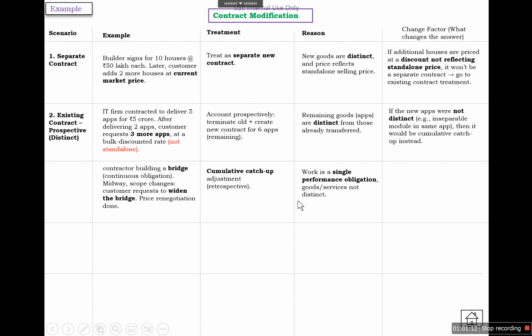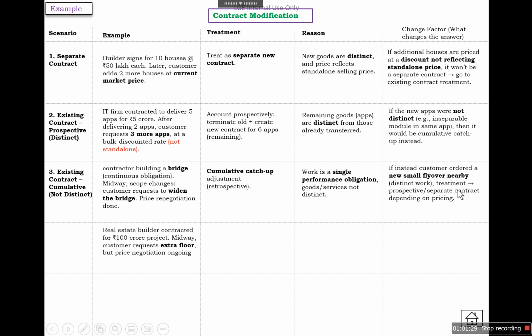So let's check the answer. In this case, yes, it is a single performance obligation and we need to do a cumulative catch-up retrospective transaction. So what would have changed the answer? If instead of widening, the customer ordered a new flyover nearby as distinct work, it would change the answer.